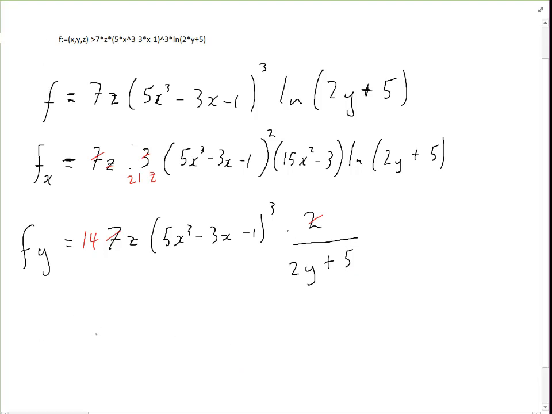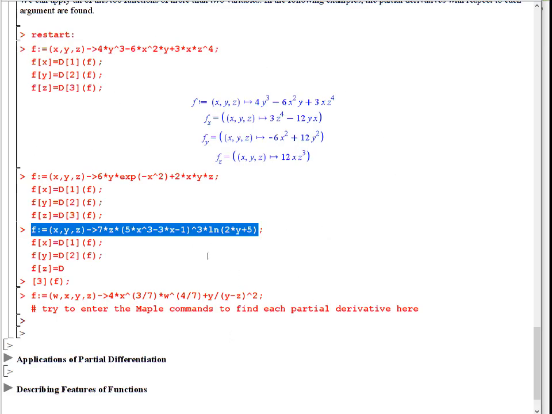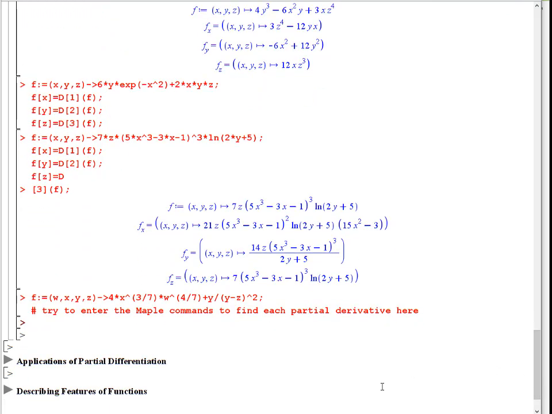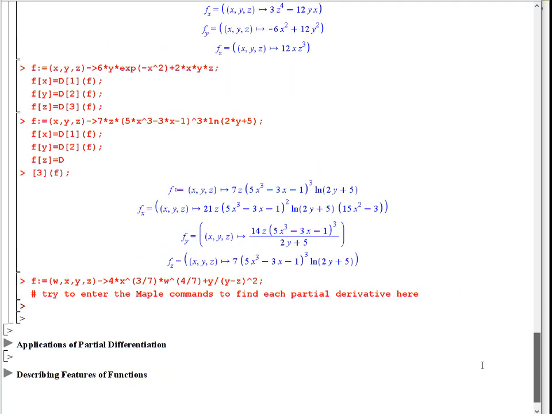And then the last one, z, I think is the simplest of all. Extremely simple, because all this stuff is just a constant, so that stays there. That's unchanged. Just differentiate this part and you have 7. So that's the easiest of all. We come back to here, hopefully it's done that. Okay, so hopefully you see that checks out.